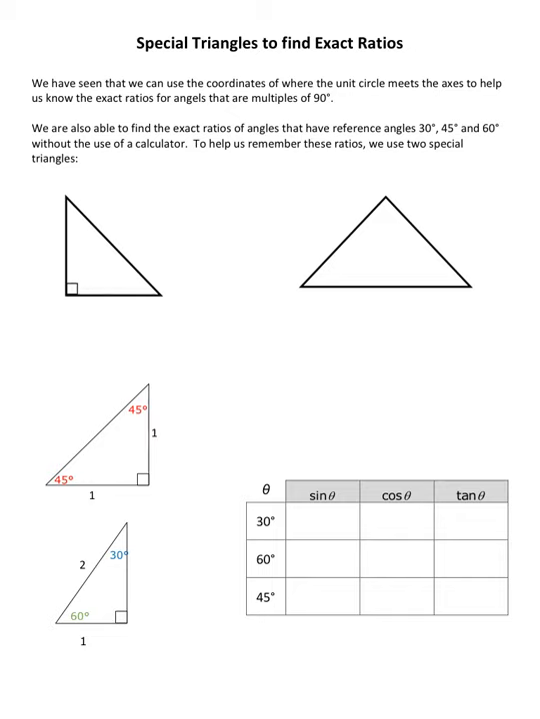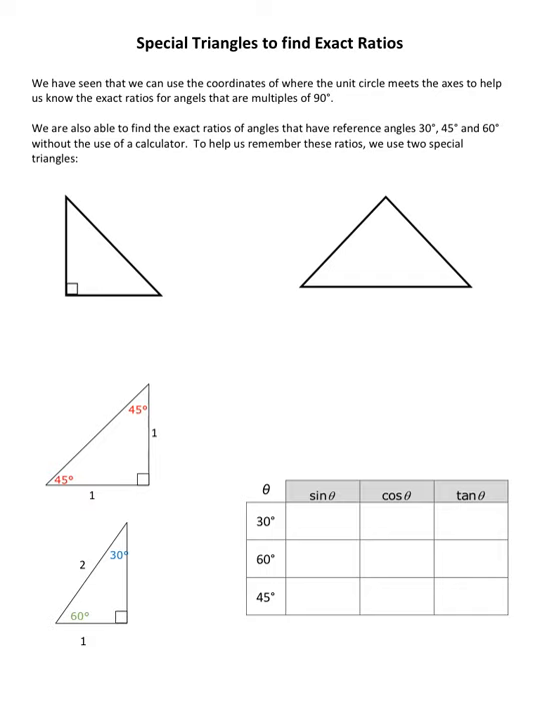In this video, we are going to look at special triangles and use them to find exact ratios for angles that have a reference angle of 30, 45, or 60 degrees without using a calculator. There are two special triangles that you are expected to remember. I'm going to develop them with you to hopefully help you remember them better.